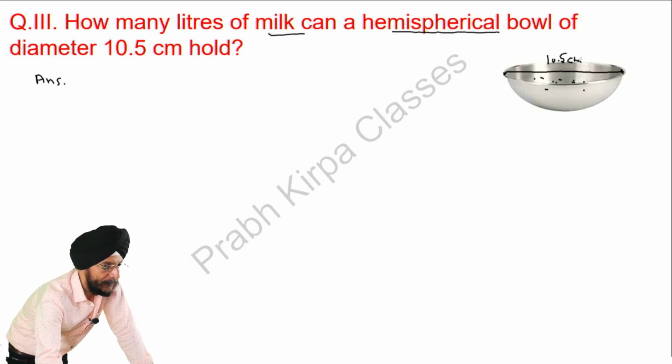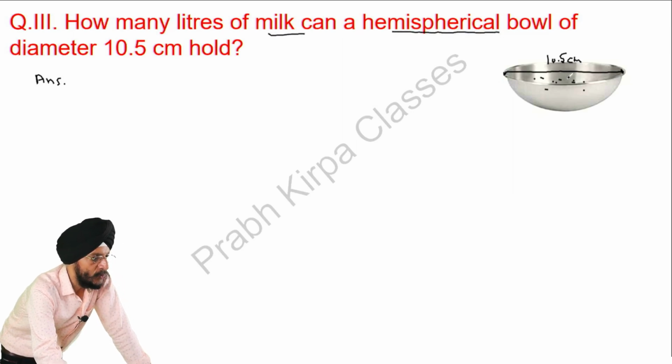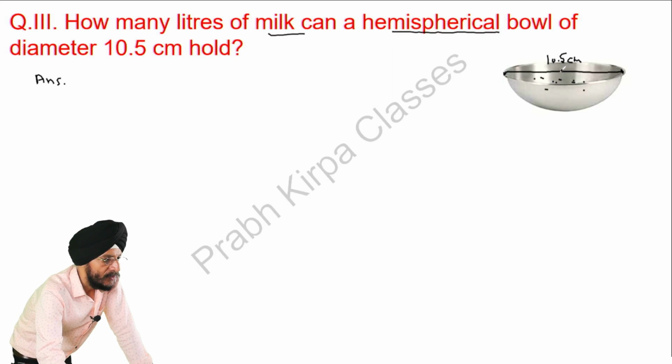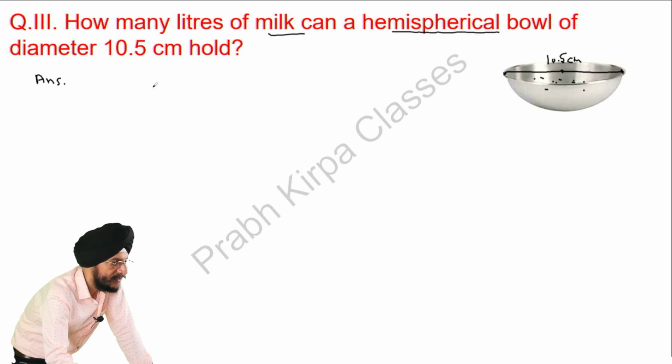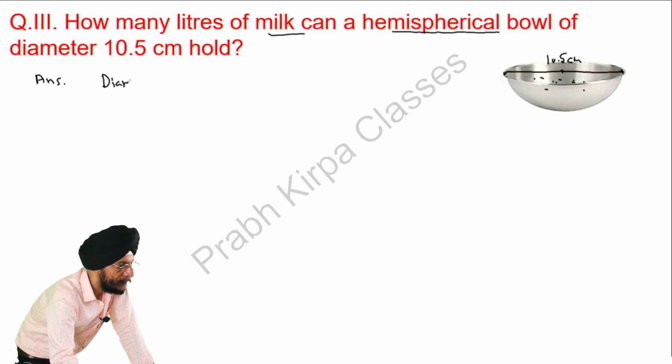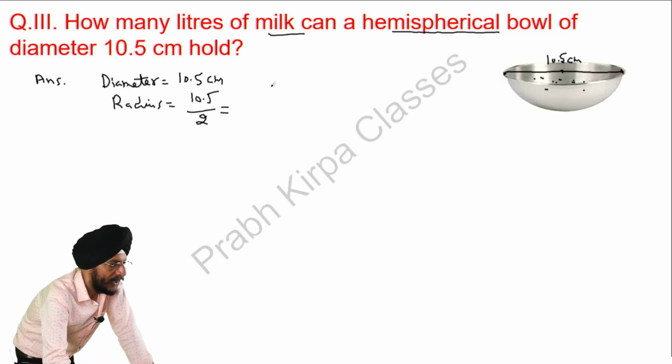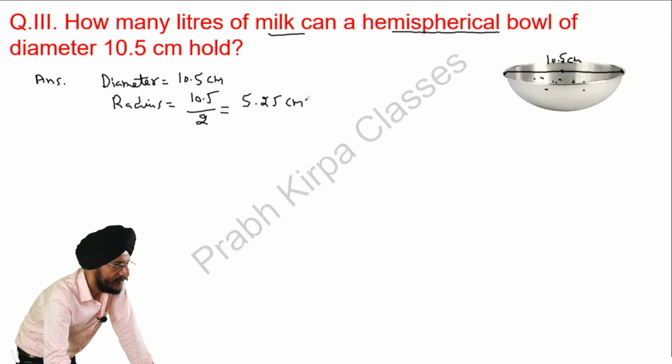So this is the diameter. For the purpose of calculation of volume, we take half of diameter. That is, we will calculate radius. Radius is half of diameter. What is given? Diameter is equal to 10.5 centimeter. So radius is 10.5/2 because radius is half of diameter. It will come as 5.25 centimeter.